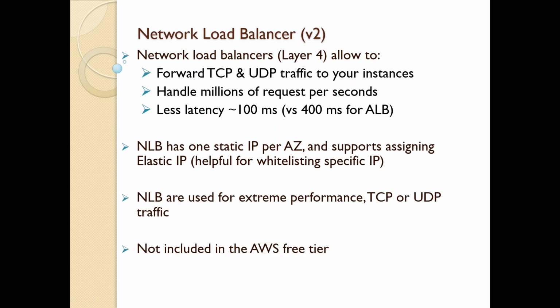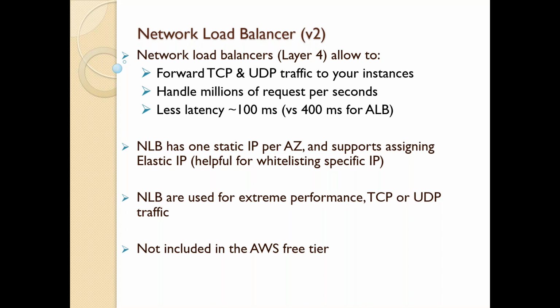Now coming back to network load balancer, everything is the same, except this works on network layer 4. Layer 4 is your transport layer, so it works on the TCP and UDP protocols only. It can handle millions of requests per second. When you want a high performing environment, a high throughput for your applications, you need to go for network load balancer. The latency is very low, just under 100 milliseconds, whereas we have 400 milliseconds for ALB, the application load balancer.